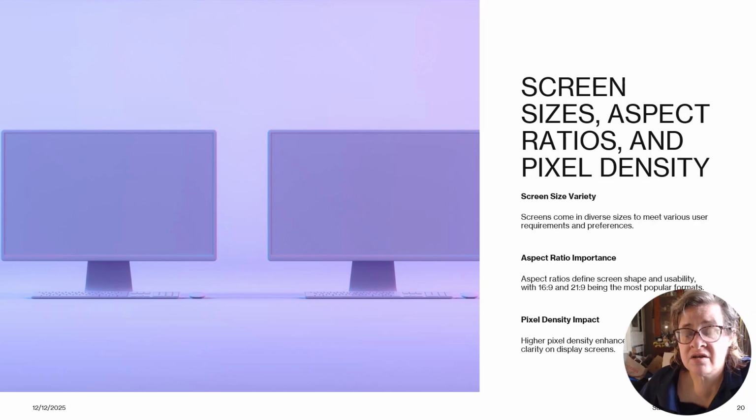Aspect ratio just determines screen shape and usability, with common types being 16:9 and 21:9. Pixel density influences image sharpness and clarity. So yeah, 16:9 is common, but so is 21:9. So if you're looking for a computer monitor or TV, look at those. Pixel density matters too, so I'd pick, if you can afford it, a bigger screen with a better aspect ratio and a better pixel density too, all right?